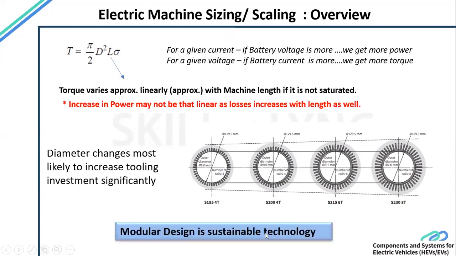The key thing is we have to keep the design as modular or scalable as possible. If I want 100 kilowatt today, is it possible to get 150 kilowatt or 120 kilowatt by increasing some length or by doing some better cooling? Modularity is key in industry, where the same machine platform or lamination can be used for various vehicles. That gives huge cost benefits to the OEM.